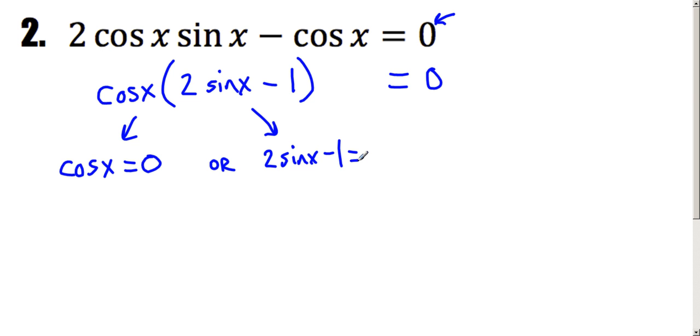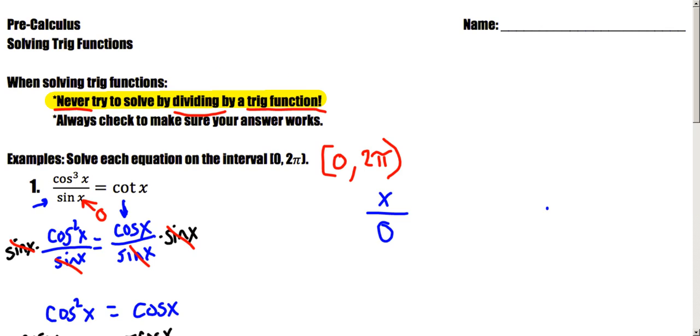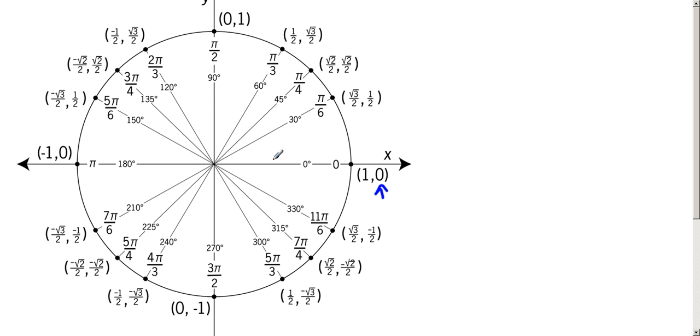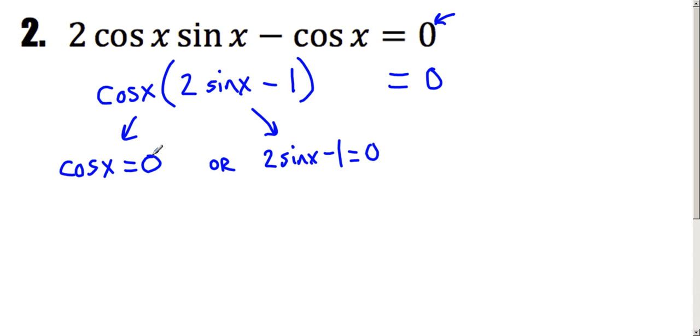So we've got cosine of x could be 0, or 2 sine of x minus 1 could be 0. Okay, we just solved for cosine of x being 0, and we found that when our cosine is 0, we've got pi over 2 and 3 pi over 2 as our 2 possible angles in our range. So starting off the same way as our last problem, solution-wise. Okay, now let's look at this one.